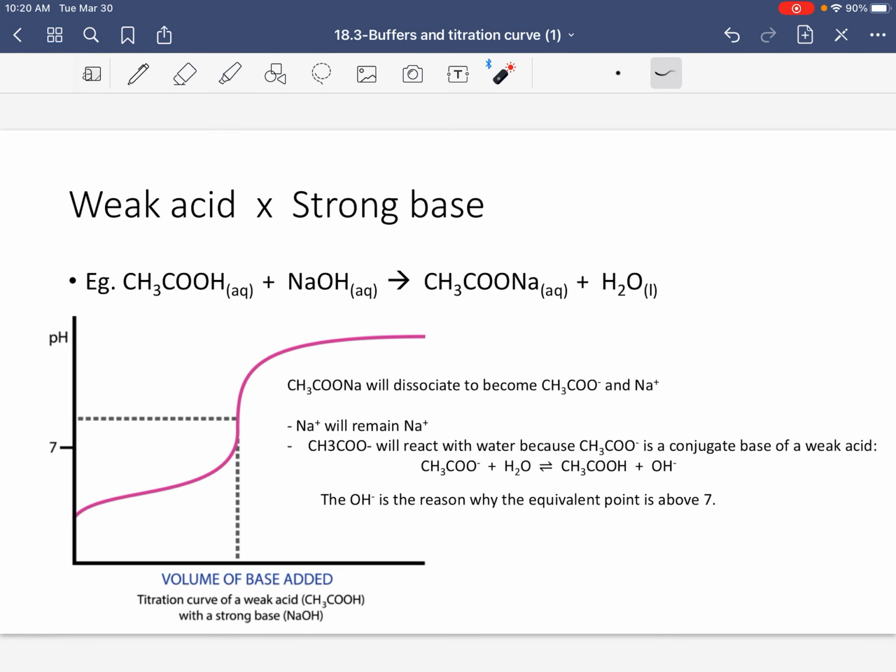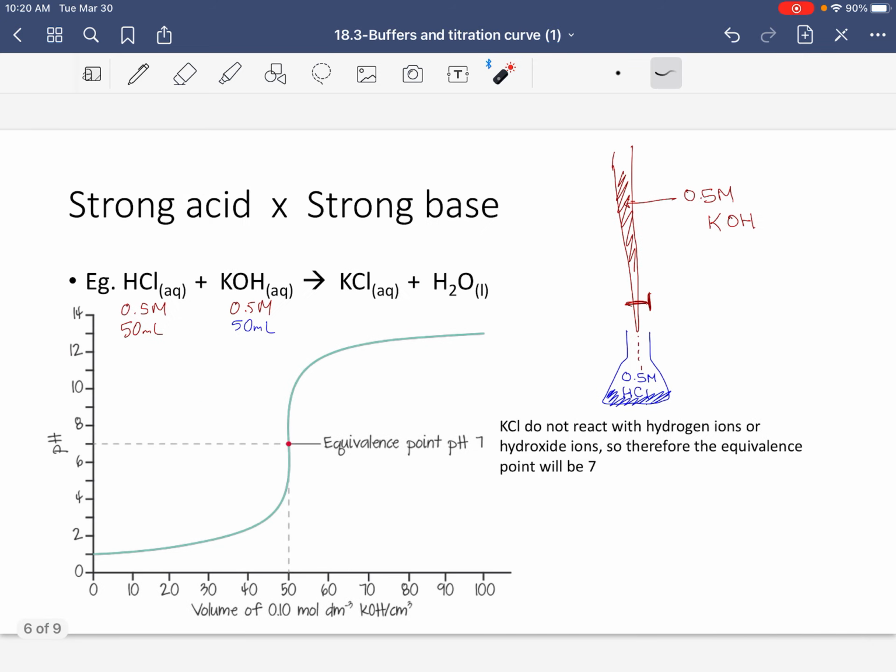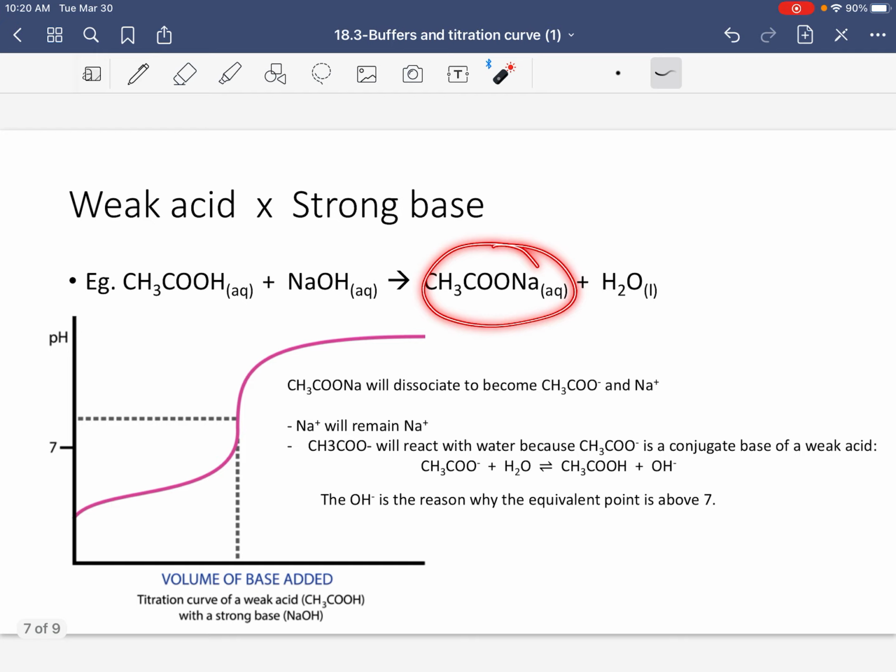This is a weak acid titrated with a strong base. The weak acid will be acetic acid. The strong base is going to be sodium hydroxide. And what you're going to get is this salt called sodium acetate. Unlike this salt that remains at 7, this salt is not going to do that.